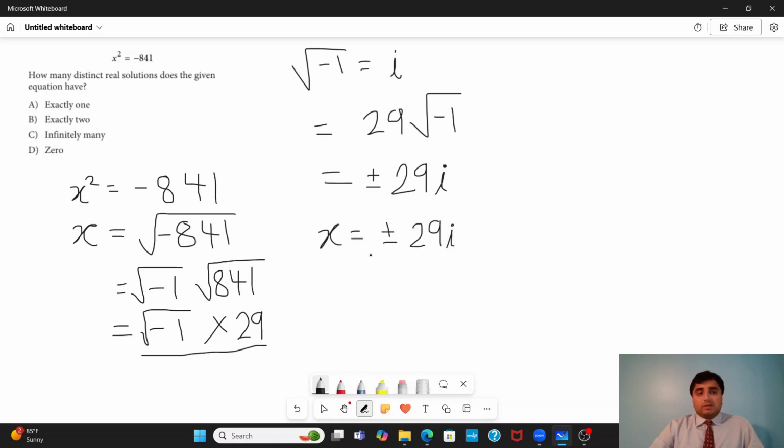So because of that, this equation, x squared equal to negative 841, does not have any real solutions at all. It has 0 real solutions, because the two solutions which we found by solving this equation gave us answers which were imaginary numbers, and not a single one of them was a real number. So there are 0 real solutions to this equation. So we look through all these options and we find that option D, 0, is the correct answer choice.